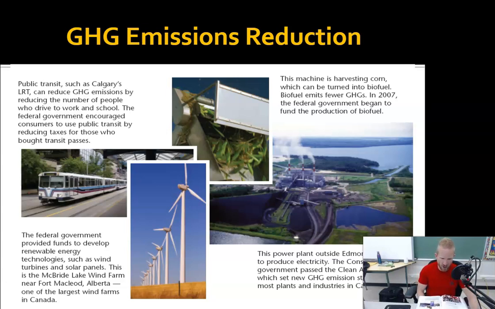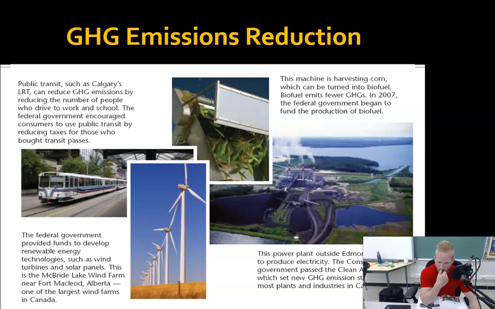So on this page, just some ideas for GHG reduction, so greenhouse gas emissions reduction. So you've got public transit, such as Calgary's LRT, can reduce GHG emissions by reducing the number of people who drive to work and school. The federal government encouraged consumers to use public transit by reducing taxes for those who bought transit passes. The bottom left, the federal government provides funds to develop renewable energy technologies such as wind turbines and solar panels. This is the McBride Lake Wind Farm near Fort Macleod. Alberta has one of the largest wind farms in Canada.